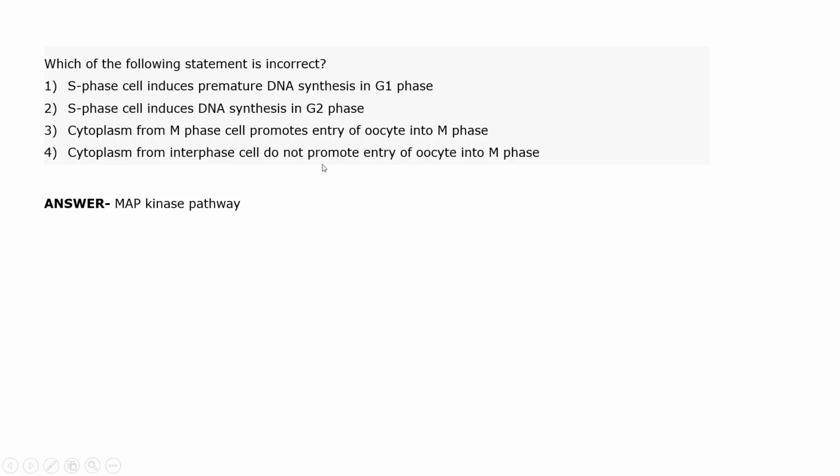Cytoplasm from interphase cell does not promote the entry of oocyte into M phase, because the oocyte is already in the interphase stage. So even if we are introducing the cytoplasm into the oocyte from the interphase cell, it cannot promote M phase entry. So the incorrect statement is: S phase cell induces DNA synthesis in G2 phase. No, it cannot induce DNA synthesis in G2 phase. So I will just correct this. Sorry for that. I hope it is clear. I will just move on to the next question.